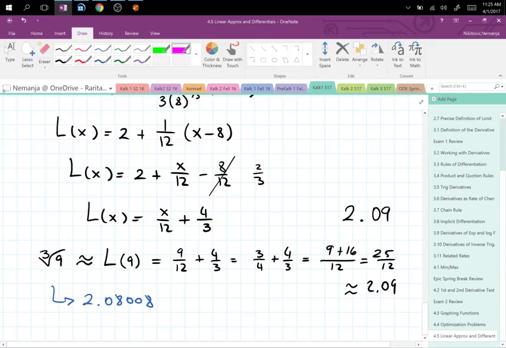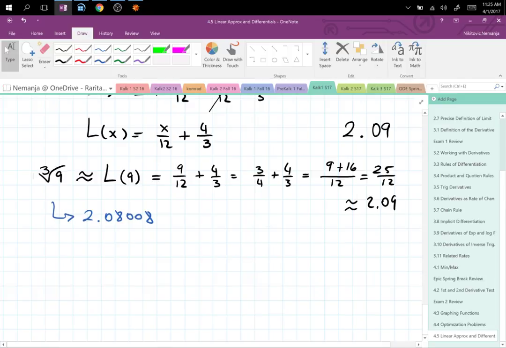All of this, guys, will become more interesting and more developed in Calculus 2 when we do power series and Taylor expansion and so on. It will become a much more powerful tool. So what have I done so far with linear approximation?